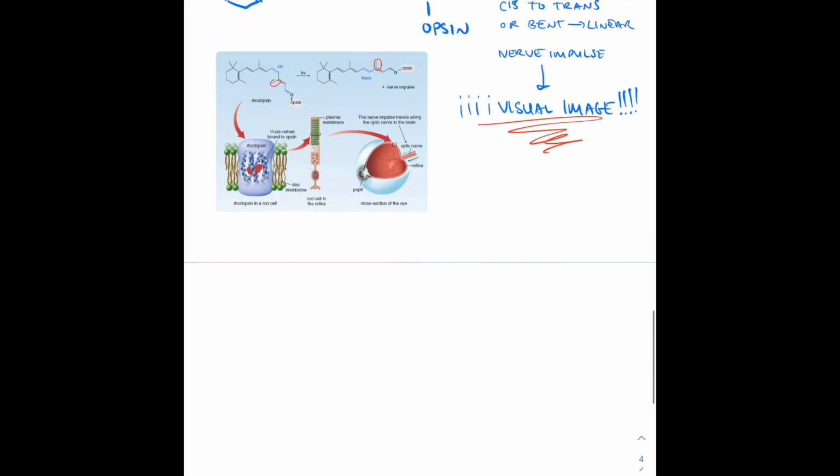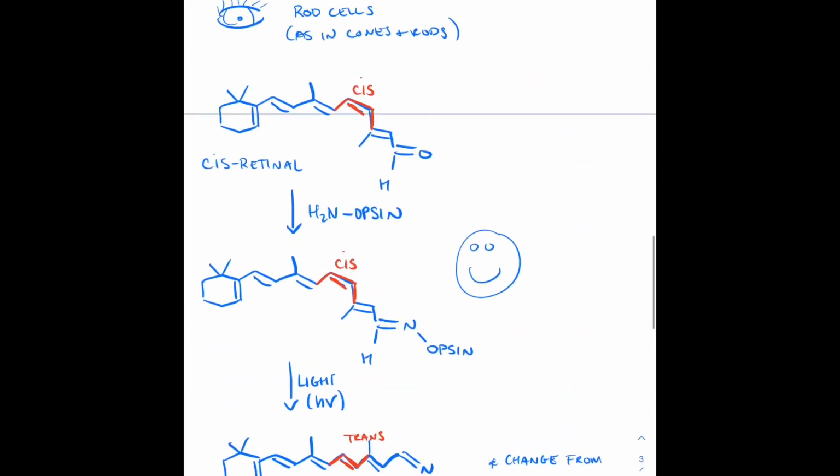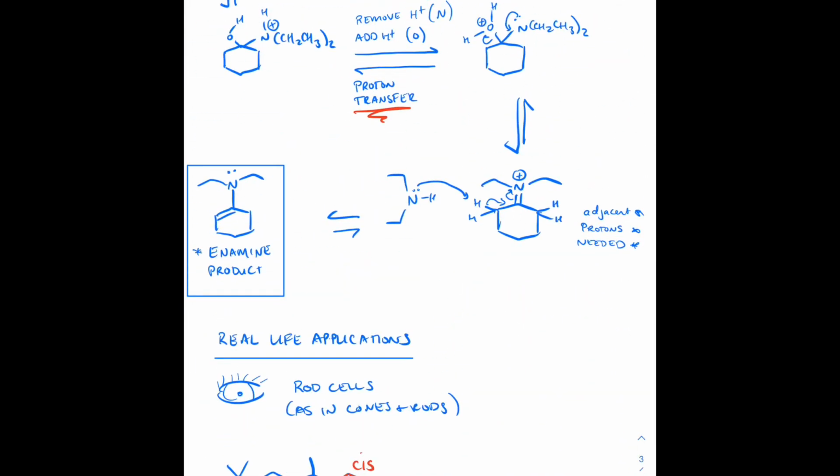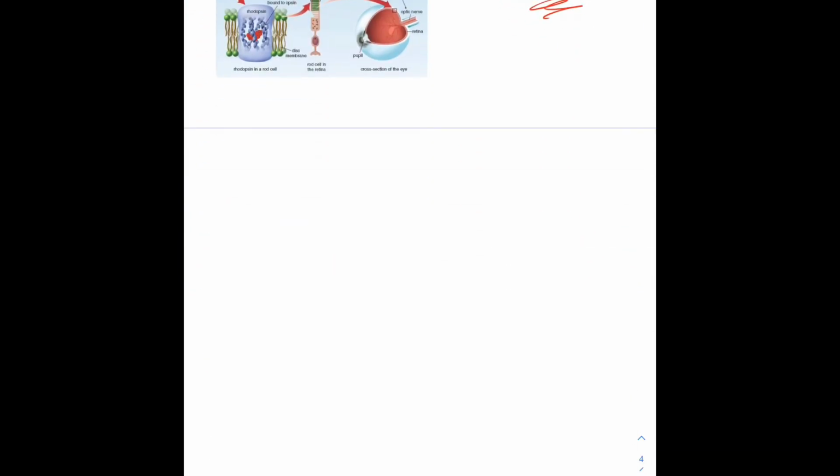So this is actually one of my favorite condensation reactions, or imine reactions, because of the isomerization aspect and how that results in an electrical impulse to form a visual image. That's cool stuff.